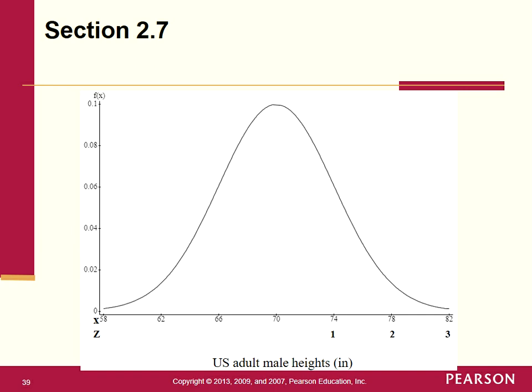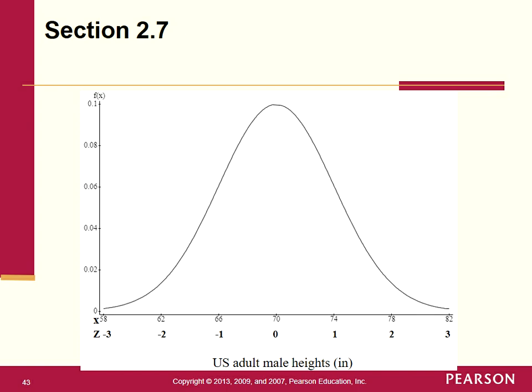Well, we can go the opposite direction. Now be careful with this one. How about 66? 66 is one standard deviation away, but it's in the negative direction. So 66 would be a z-score of -1. 62 would be a z-score of -2, and 58 a -3. And what would be the z-score for 70? Well, we're 0 standard deviations from the mean, and so 70 would have a z-score of 0.